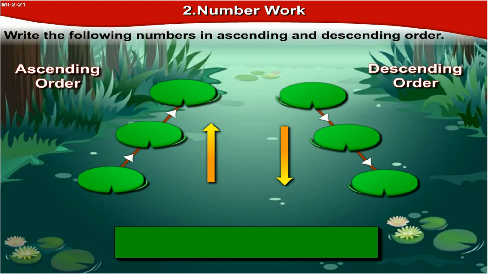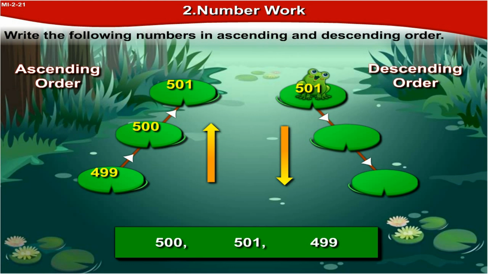The next set of numbers are 500, 501, 499, where the smallest number is 499 and the biggest number is 501. So the ascending order would be 499, 500, 501, while the descending order would be 501, 500, 499.